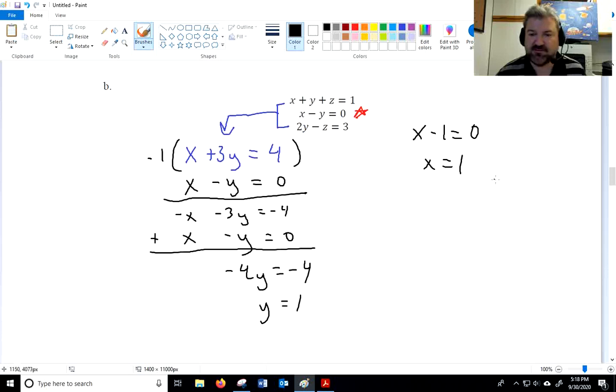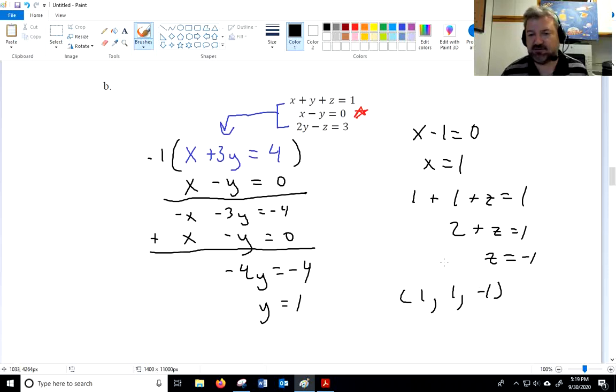as well. Now that I know that x equals 1, I can use the top equation, or the bottom if I wanted. 1 plus y was 1 plus z is equal to 1. So 2 plus z equals 1, so z equals negative 1. So my ordered triple is 1, comma 1, comma negative 1.